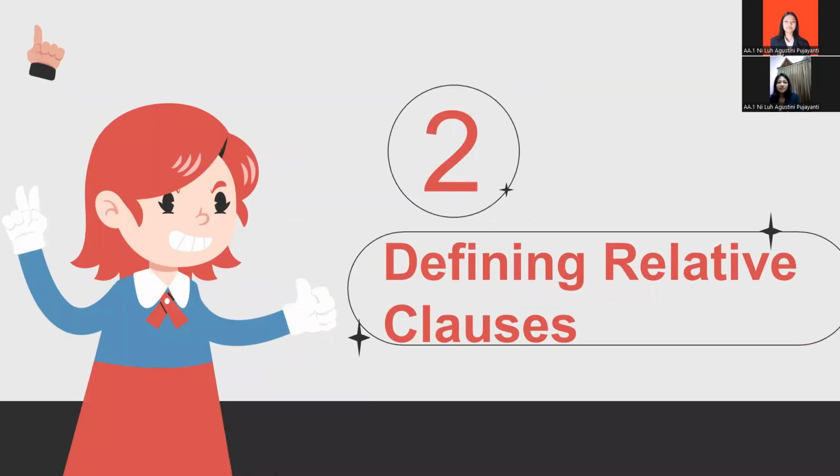Next, types of relative clauses. Relative clauses are divided into two types, namely defining and non-defining relative clauses. Both are used to provide information with different classifications. Defining and non-defining relative clauses have different essences in the sentence. What's the difference? Immediately, let's see the explanations.